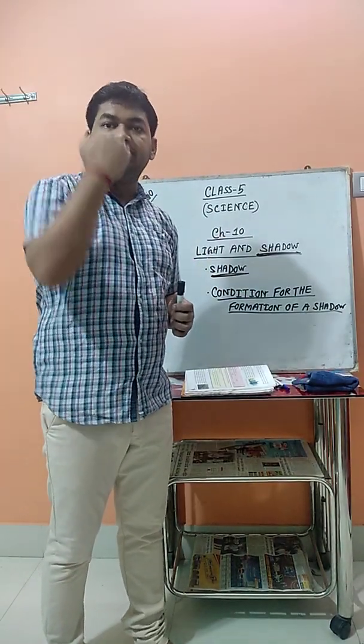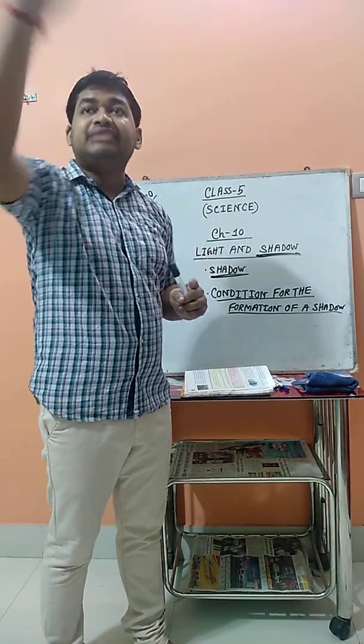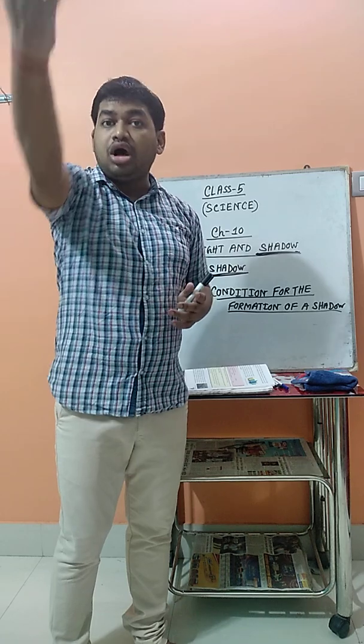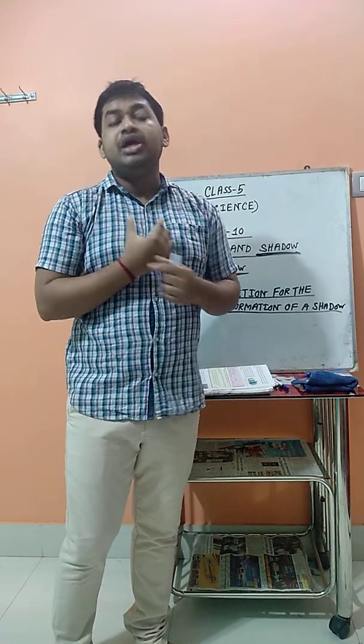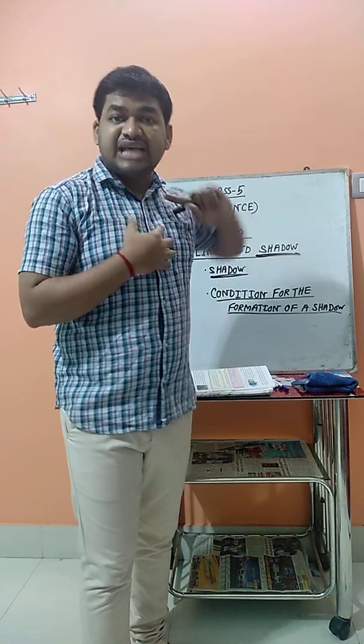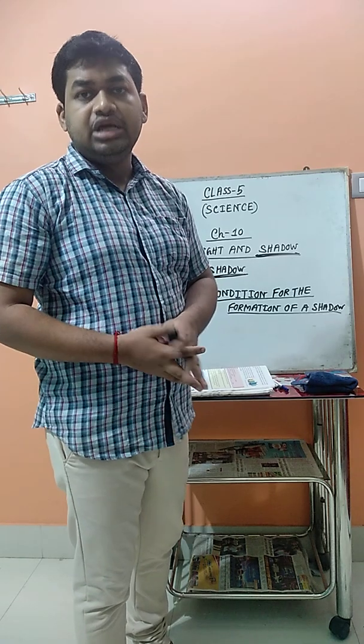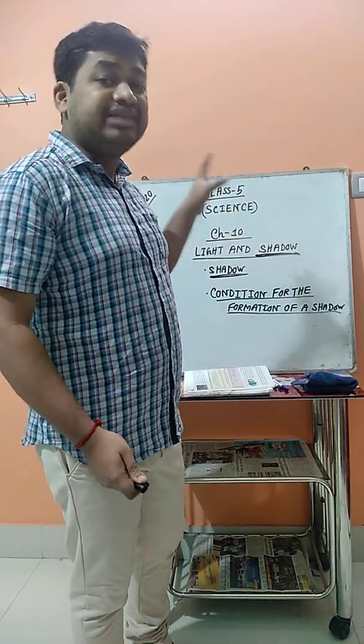Suppose light is coming from this way, so the shadow is definitely made on the opposite side. The shadow never forms on the same side as the light, because the light falls on me. Now I work as an opaque object, so my shadow forms behind me, on the wall. That is why it is known as the shadow.